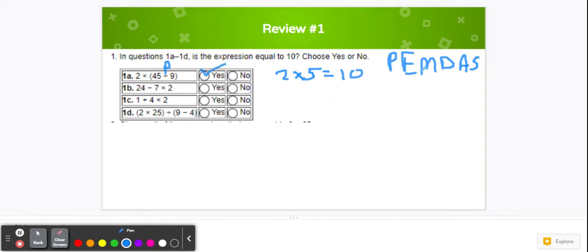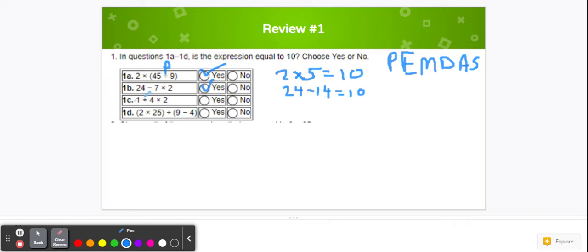Again, we need to do these in order. There's no parentheses, so I don't have to worry about that for 1B, but there is multiplication. That's 7 times 2, so I need to do that first. 7 times 2 is 14, so that means I will rewrite this as 24 minus 14, and 24 minus 14 does equal 10, so I'll go ahead and check yes on that.